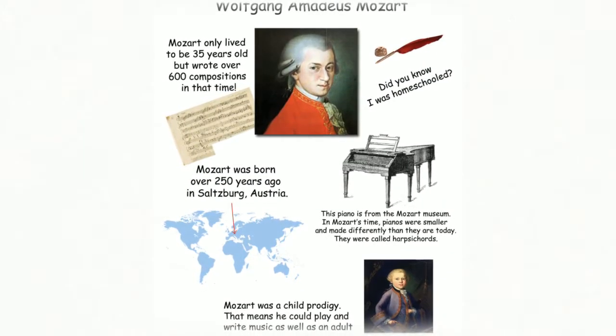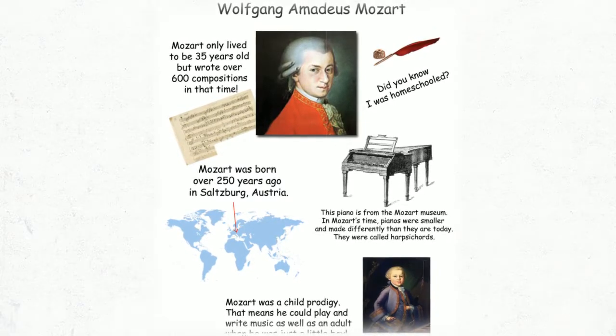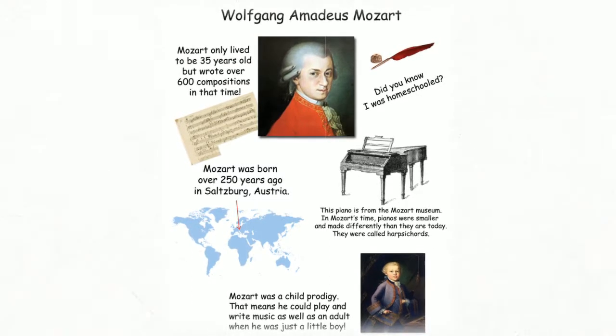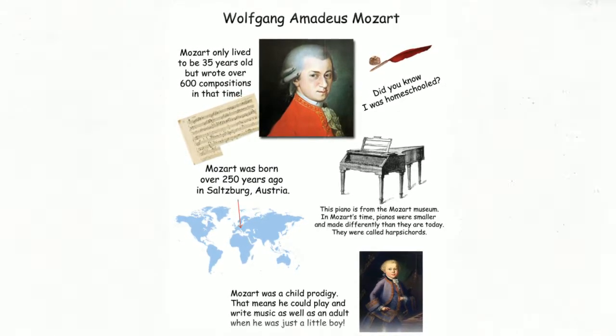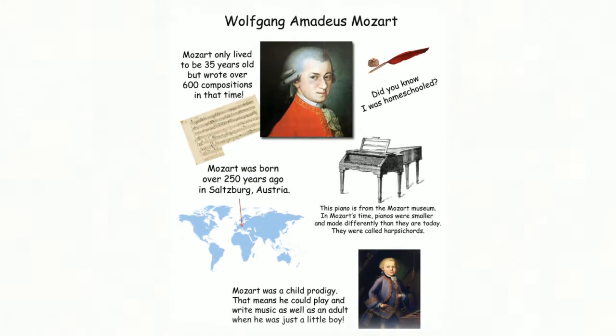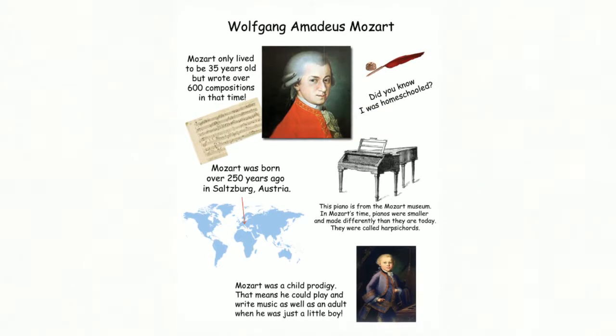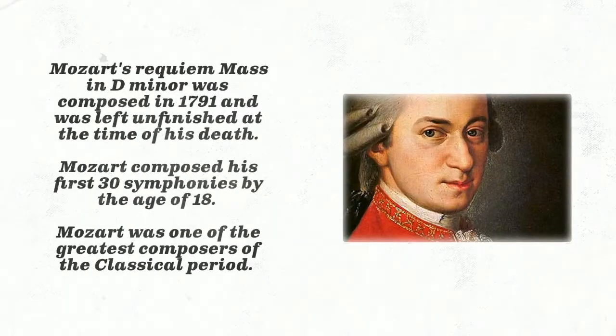Wolfgang Amadeus Mozart was a child prodigy, which means he could play and write music as well as an adult when he was just a little boy. He was born over 250 years ago in Austria. He was homeschooled. Mozart lived only to be about 35 years old, but wrote over 600 compositions at that time. Mozart's Requiem Mass in D minor was composed in 1791 and was left unfinished at the time of his death. Mozart composed his first 30 symphonies by the age of 18. Mozart was one of the greatest composers of the classical period.